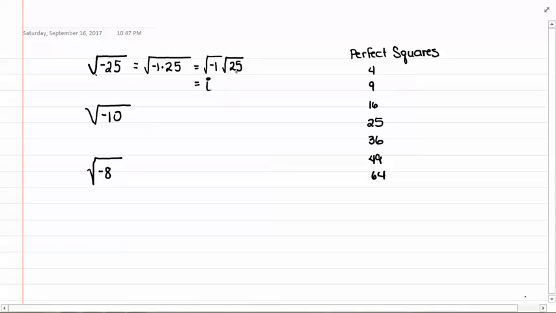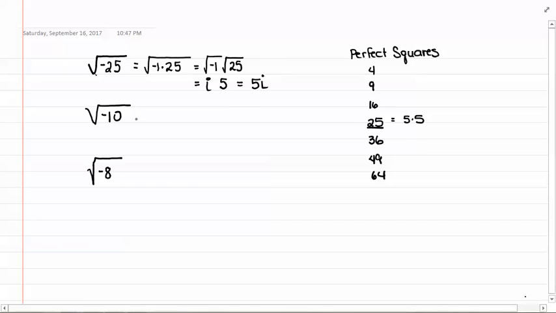The square root of 25. 25 is a perfect square. It's 5 times 5. So when I take the square root of 25, the answer is just 5. Now you can write it as i5, or you can write it as 5i.